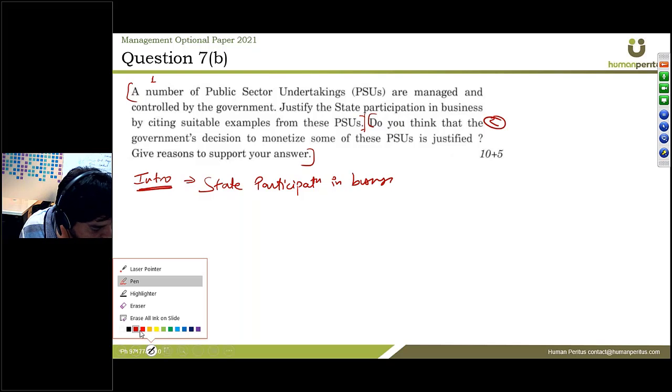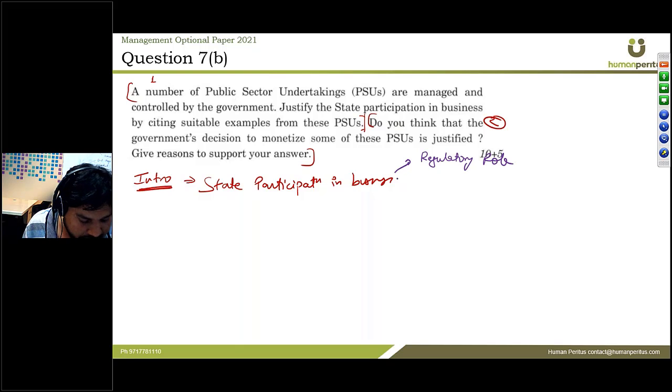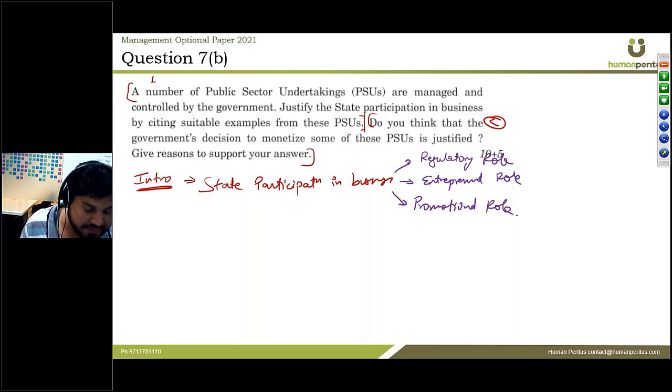तो स्टेट पार्टिसिपेशन चार तरीके से हो सकता है. आपका क्या कहते हैं, रेगुलेटरी रोल होता है गवर्नमेंट का, जैसे आरबीआई है, सेबी है, कोई लॉ है, कंपटीशन कमीशन ऑफ इंडिया है. या फिर आपका एंटरप्रेन्योर रोल होता है जिसमें ये पीएसयूज आ जाएंगे कि गवर्नमेंट बिजनेस कर रही है. तीसरा, प्रमोशनल रोल होता है गवर्नमेंट का कि भाई वो इंफ्रास्ट्रक्चर दे दिया, वो फैसिलिटीज दे दी, वो एनवायरनमेंट दे दिया, कंट्री कॉम्पिटिटिवनेस जैसे बढ़ती है.